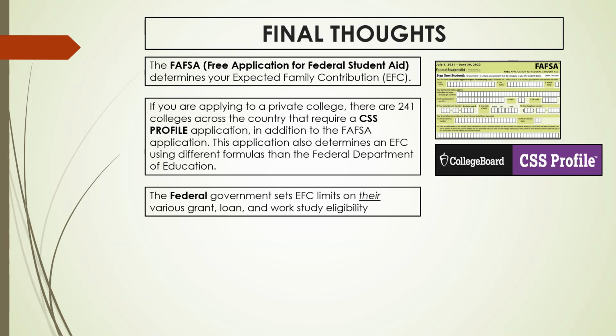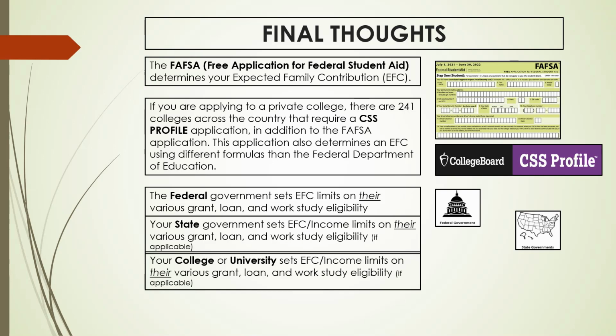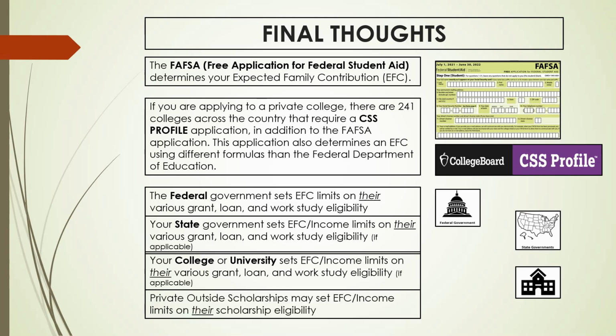And then finally, the federal government sets EFC limits on their various grant, loan, and work study eligibility. Your individual state government will set the EFC and possibly income limits on their various grant, loan, and work study eligibility programs. Your college or university sets the EFC or income limits on their various grant, loan, and work study eligibility. And finally, private outside scholarships may also set an EFC or income limit on eligibility for their scholarships.